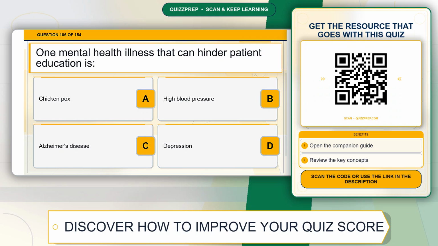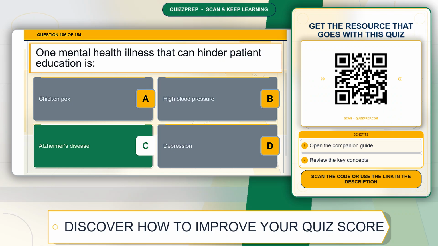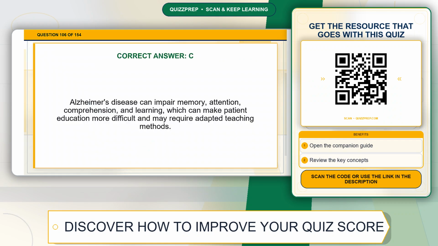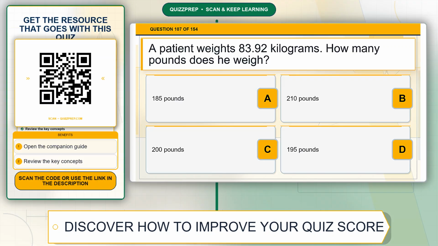Question 106. One mental health illness that can hinder patient education is: Option A, chicken pox. Option B, high blood pressure. Option C, Alzheimer's disease. Option D, depression. The correct answer is option C, Alzheimer's disease. Explanation. Alzheimer's disease can impair memory, attention, comprehension, and learning, which can make patient education more difficult and may require adapted teaching methods.